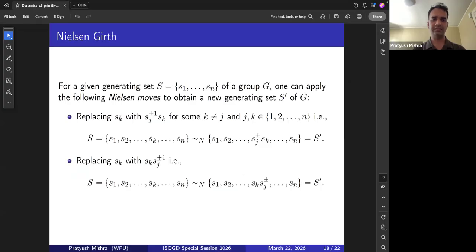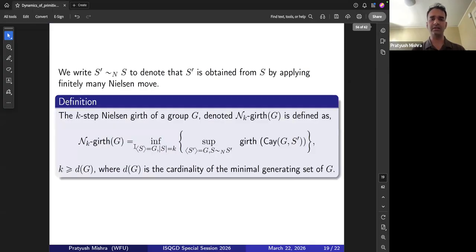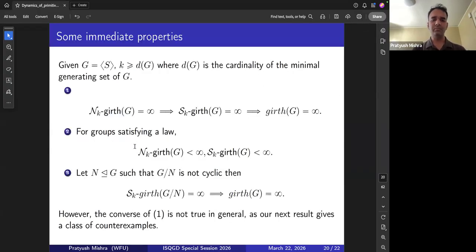So these are just the two steps that I'm allowed to do to obtain a new generating set, starting with the generating set. These are called the Nelson moves. And with this, one can define a Nelson girth. Basically, this is the definition: you take the supremum of the girth of the Cayley graph of S prime, and then you take the infimum over some fixed size K. That's the Nelson girth of step K. And these are some immediate corollaries.